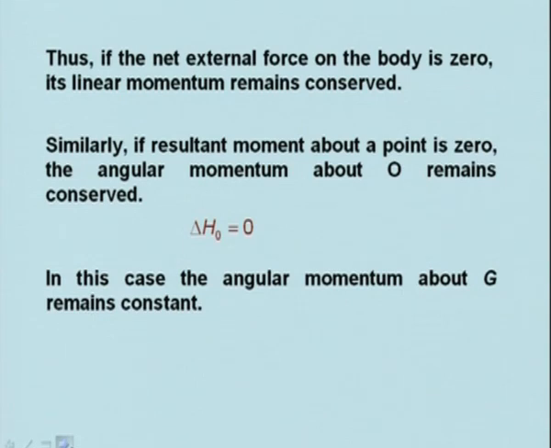That is, if the resultant moment of the forces about a point is 0, then the angular momentum about O remains conserved. In this case, the angular momentum about G remains constant. So, that is what you get.